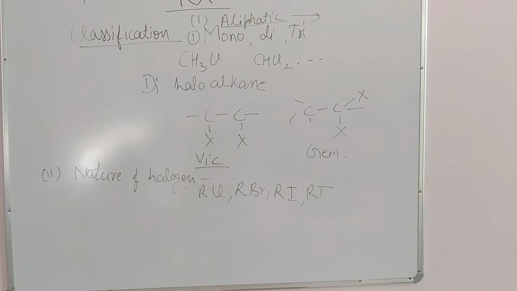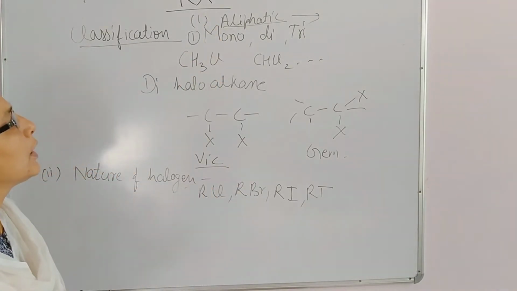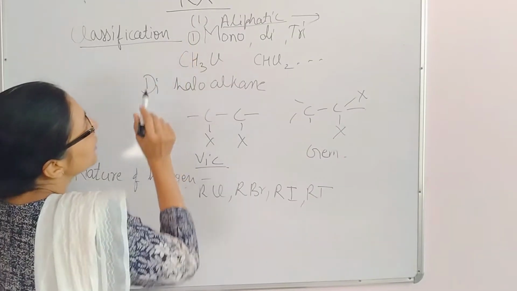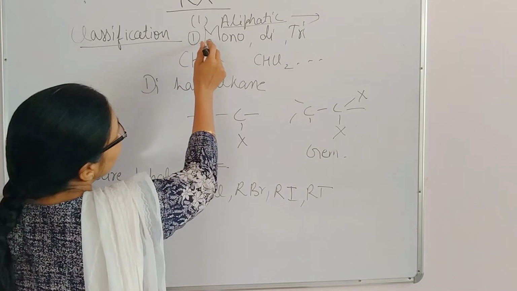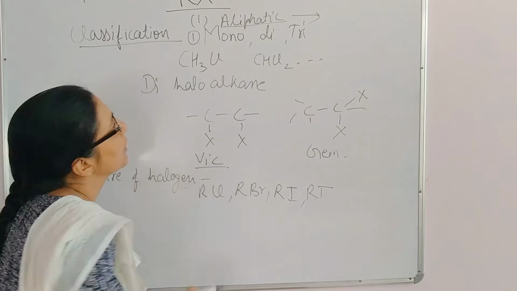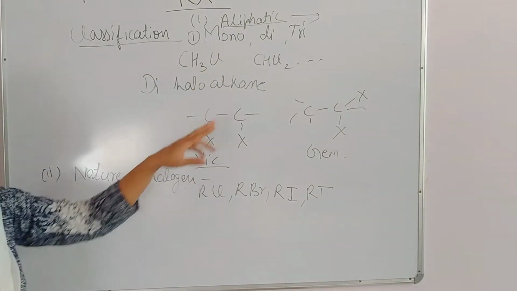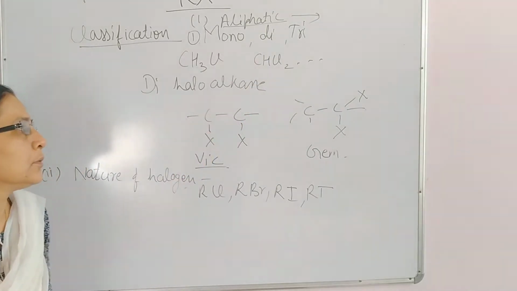Classification of haloalkane. Today we are going to start. So here the very first classification, aliphatic haloalkane. In the aliphatic haloalkane we will read about monohaloalkane, dihaloalkane, trihaloalkane. In the monohaloalkane only one halogen, in dihaloalkane two halogens.